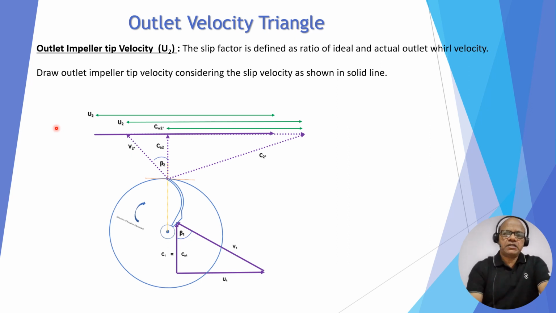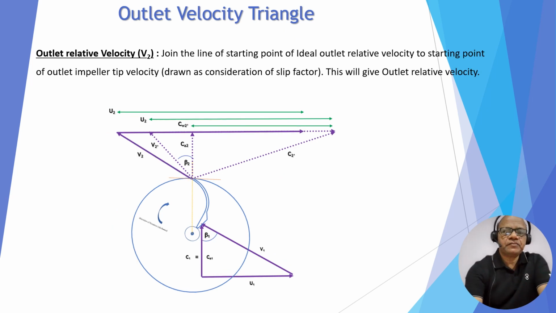Now we have to draw the actual outlet velocity triangle. For the outlet impeller tip velocity, you have to draw the tip velocity considering the slip factor, and the slip factor is defined as the ratio of the actual and ideal outlet whirl velocity. So we draw U2 considering the slip velocity, and we have to give how much this is slip.